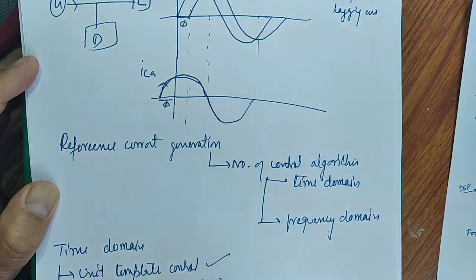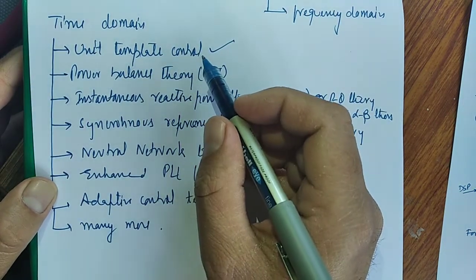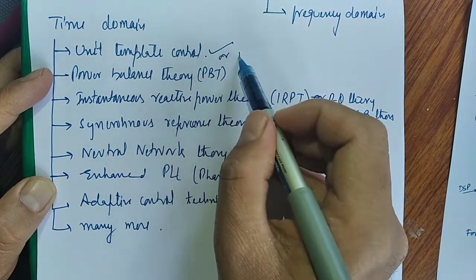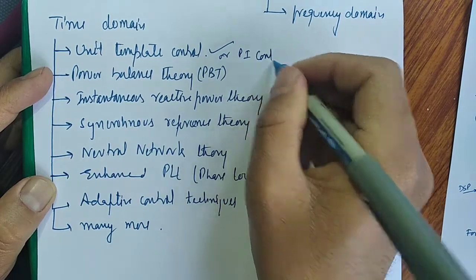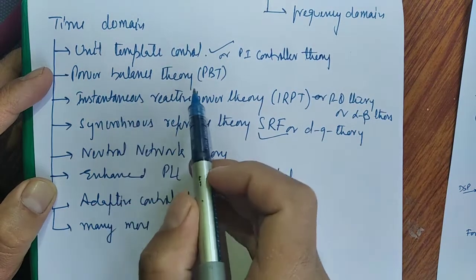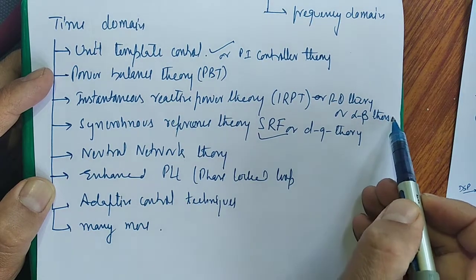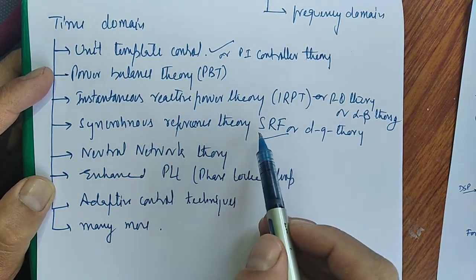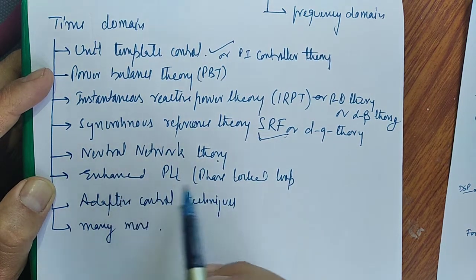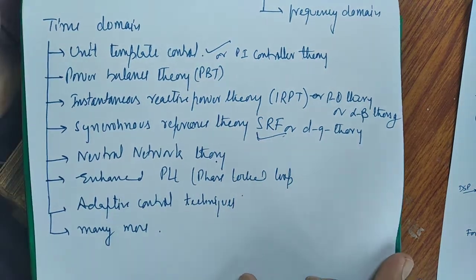For reference current generation, there are a number of controls. They can be time domain or frequency domain. In the time domain, we have unit template control, and we will start with it. Then we have the PI controller theory, also called power balance theory. Then we have instantaneous reactive power theory, or IRPT, or PQ, or alpha-beta theory. Synchronous reference frame we will do here also. Then neural network theory, enhanced PLL, adaptive control techniques, and many more. There are many time domain control techniques.